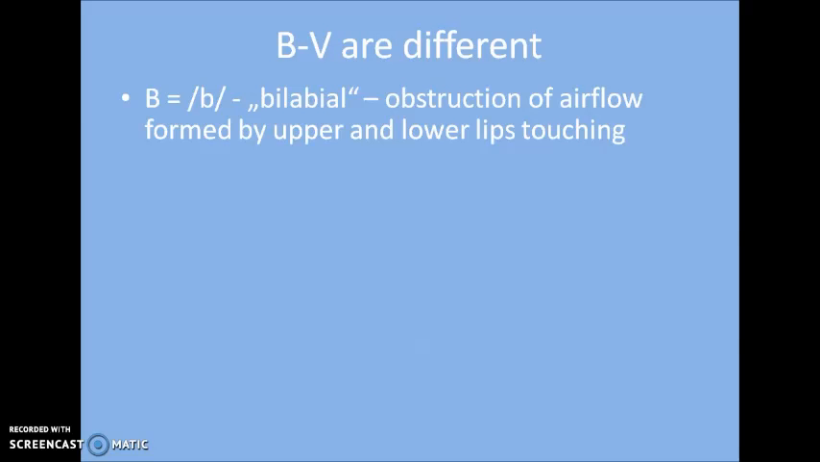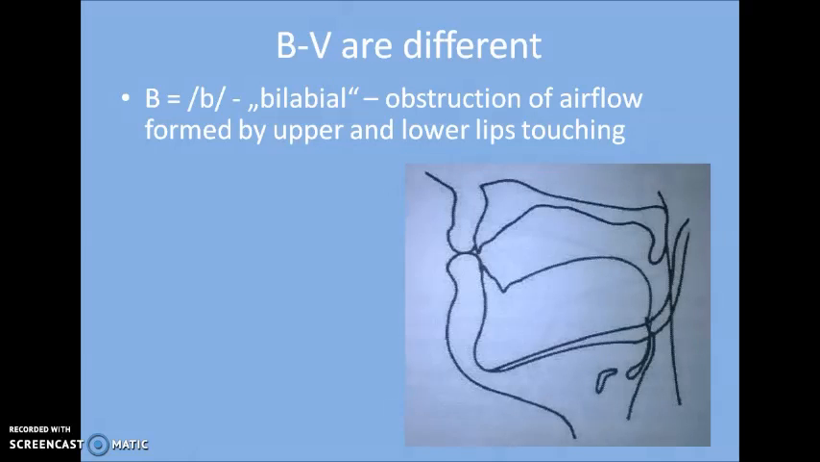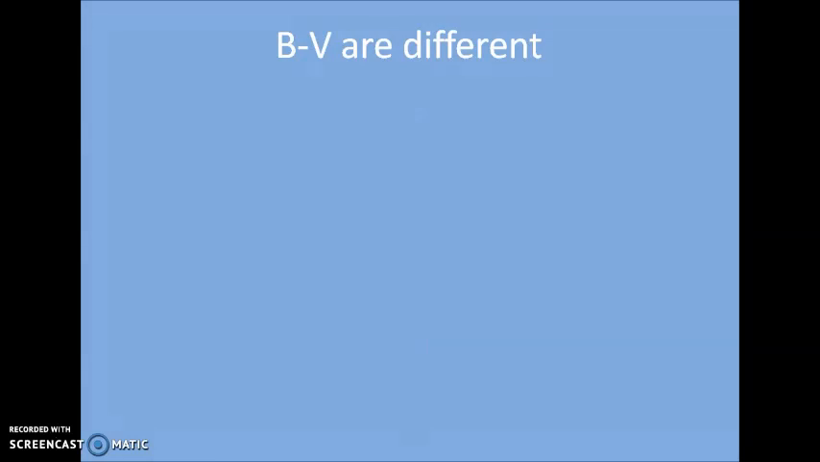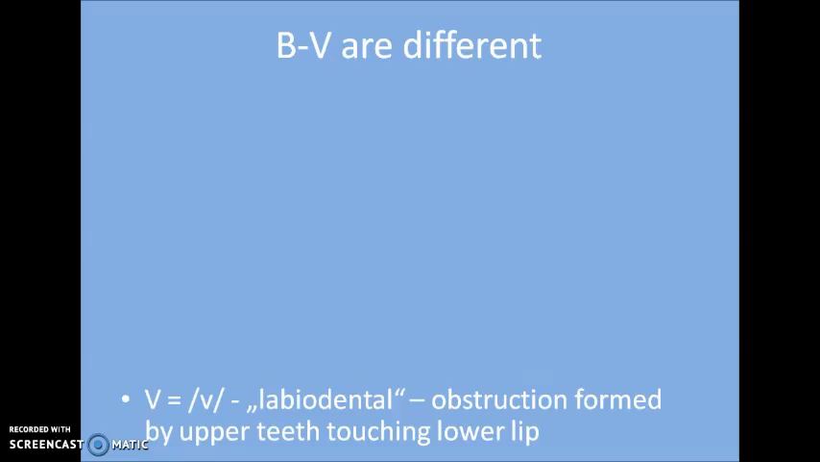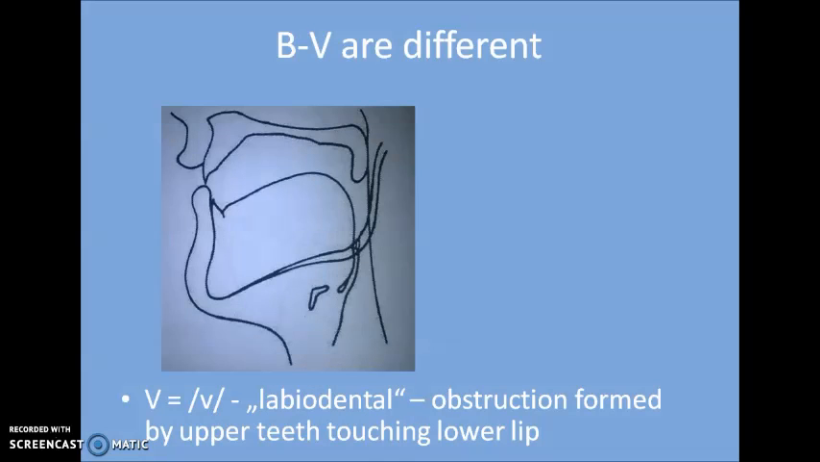Another important difference between English and Spanish pronunciation is that in English, B and V sounds are different. In Spanish, these two are so similar, they are considered the same sound. But in English, if it's written with B, the sound is B. It's a bilabial sound, which means the obstruction of airflow is formed by upper and lower lips touching. And if a word is written with V, the sound is V, which is labiodental, in which obstruction is formed by upper teeth touching lower lip.